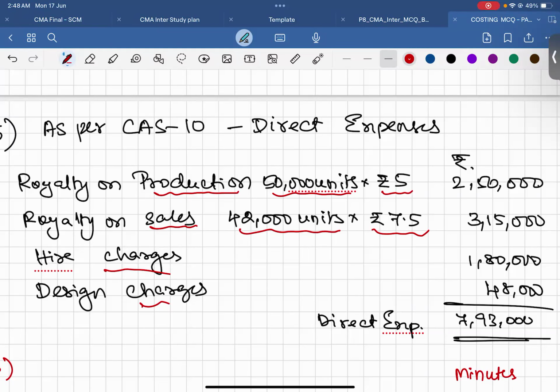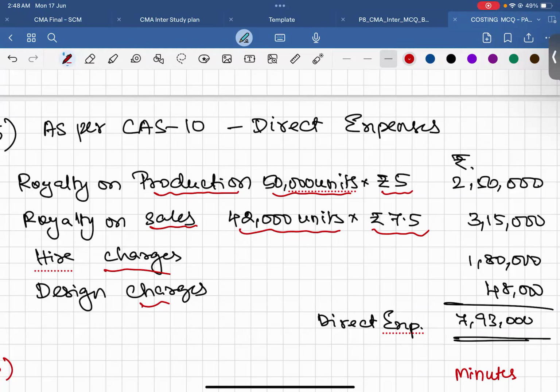So in this Cost Accounting Standard 10, whatever they have given as per Cost Accounting Standard 10 alone, you need to simply add everything to find out the value. Here, the royalty related to production related to purchase should be multiplied by the purchase value. Royalty related to the production related to the sales should be multiplied by the selling price of the product. So the royalty selling units of that product.